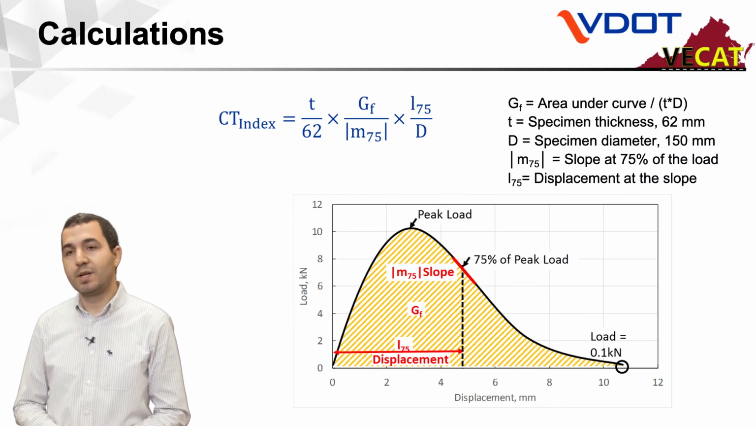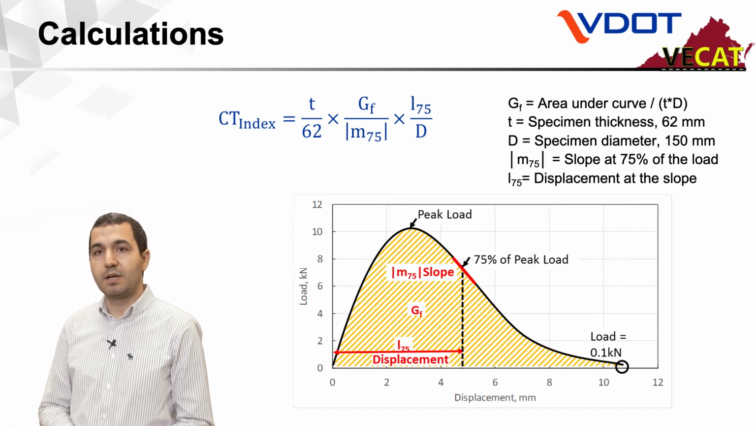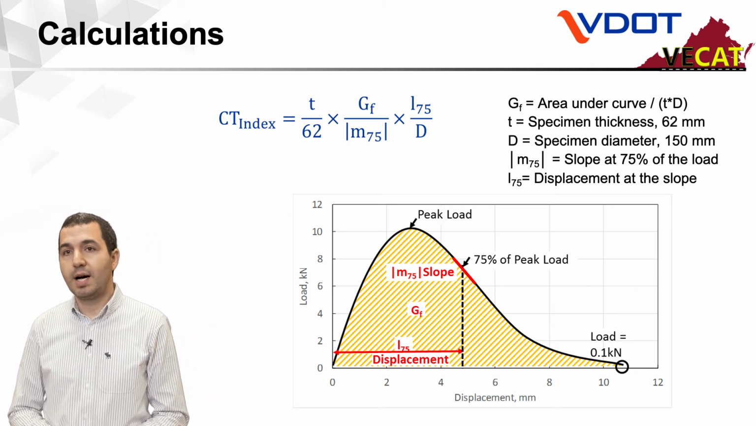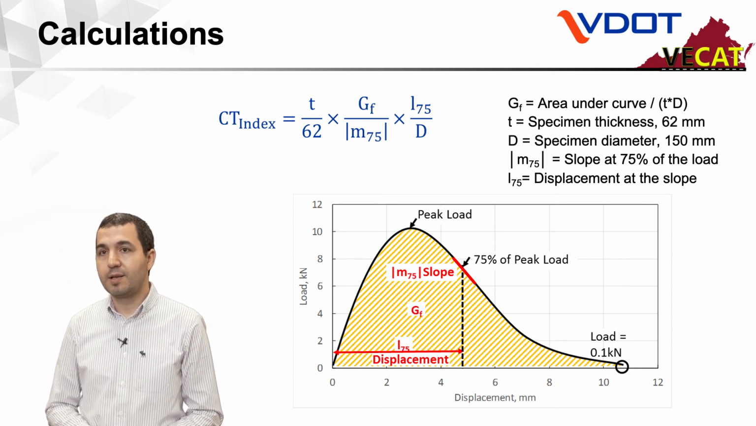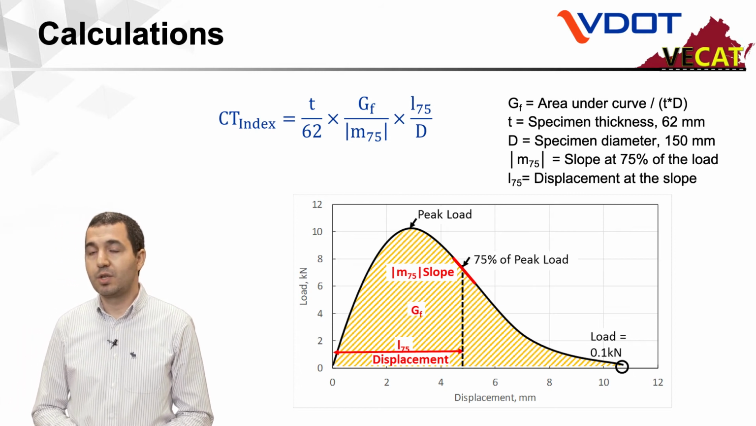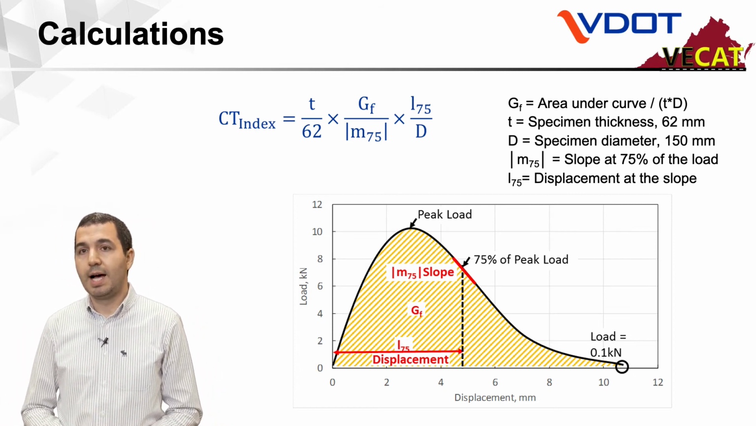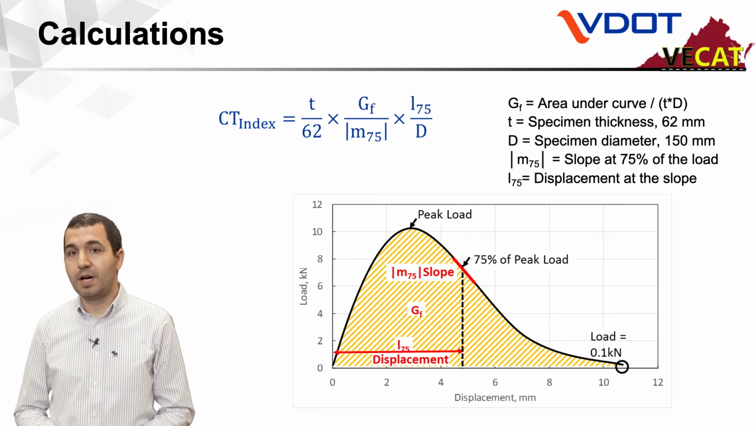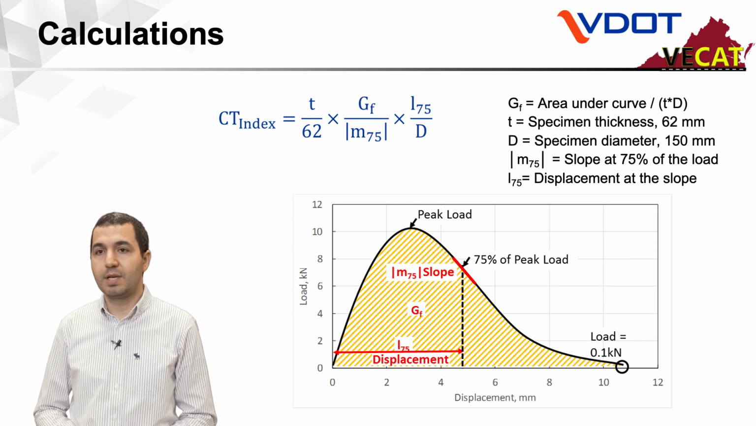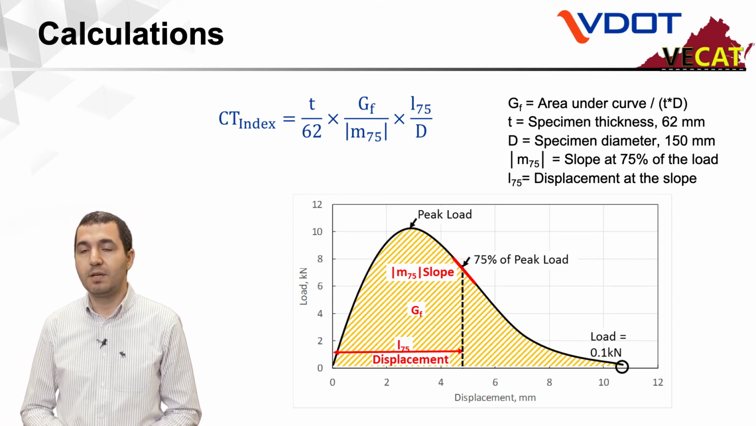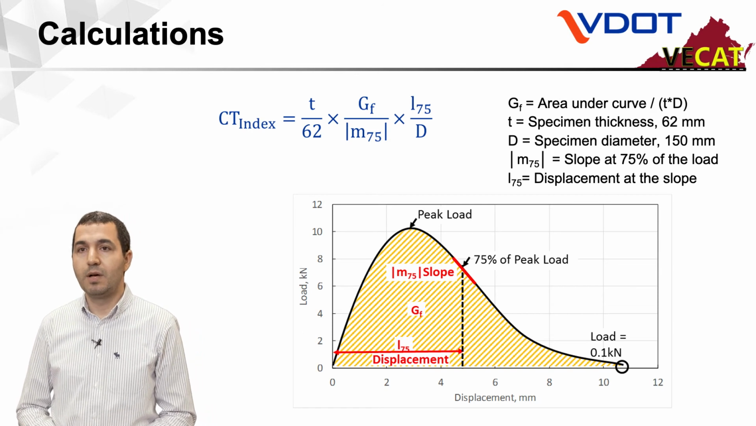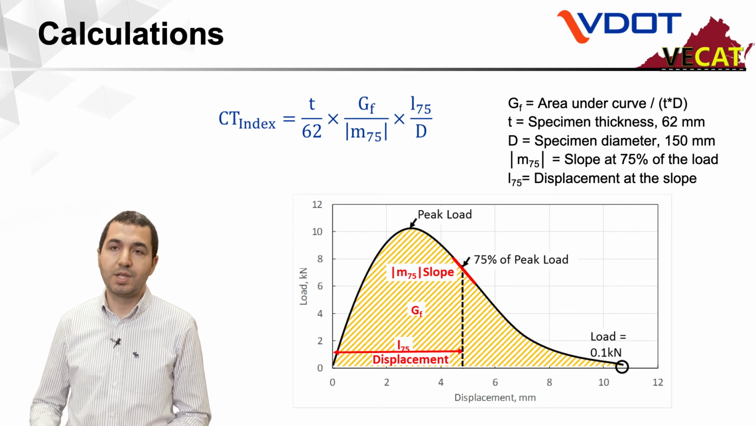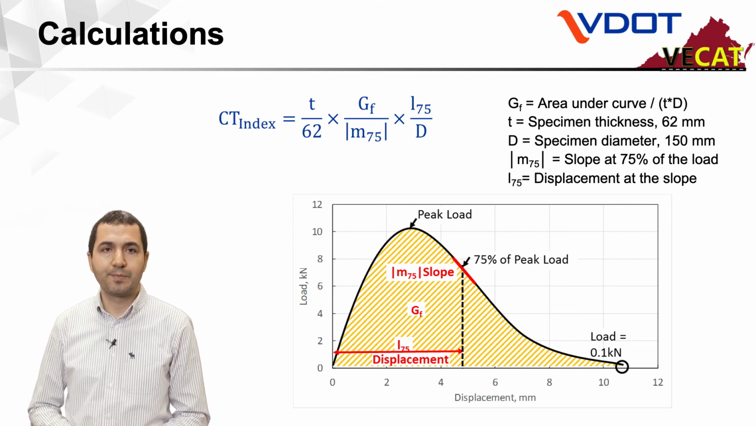And then once we check our data and they are good, we can proceed with the calculations. Here we see the equation of CT index. T is specimen thickness, GF is area under the curve normalized by specimen dimensions. I75 is the displacement at the slope. M75 is the slope at the post-peak of 75% load, peak load. And then D is specimen diameter. So most machines or all machines do these calculations automatically.